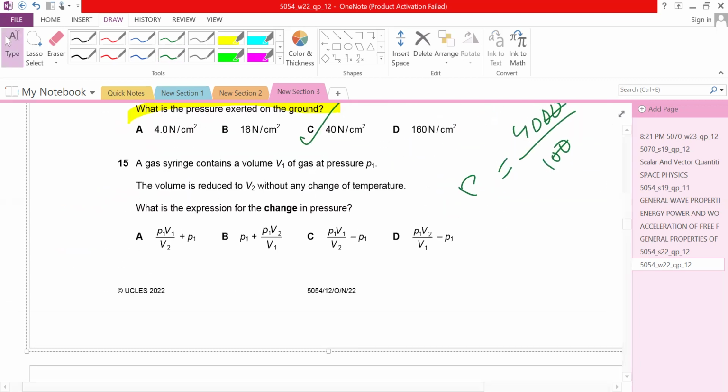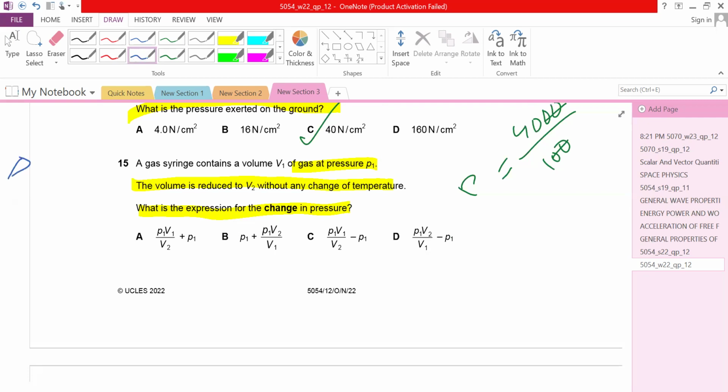Question number 15. A gas syringe contains a volume V1 of gas at pressure P1. So P1 pressure is given. The volume is reduced to V2 without any change of temperature. What is the expression for the change in pressure? You have to find the equation for change in pressure. So you can say change in pressure equals P2 minus P1.